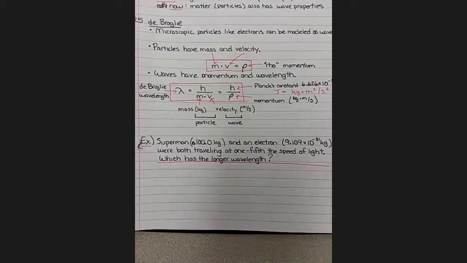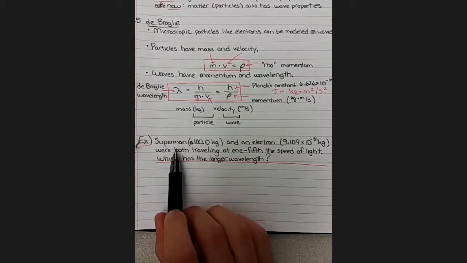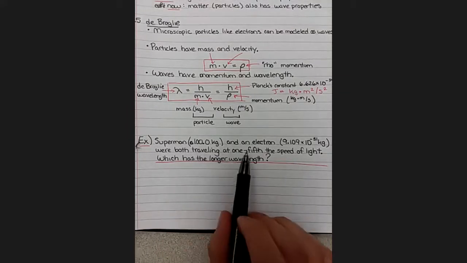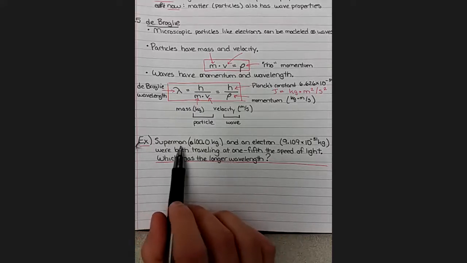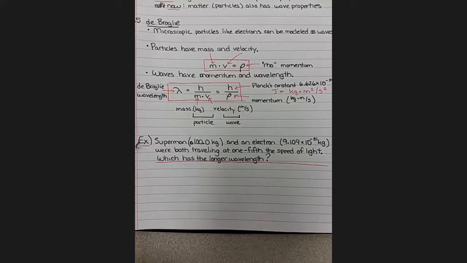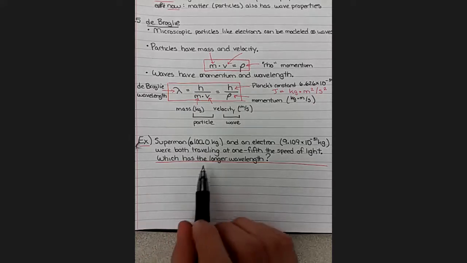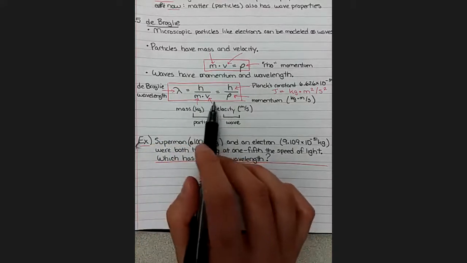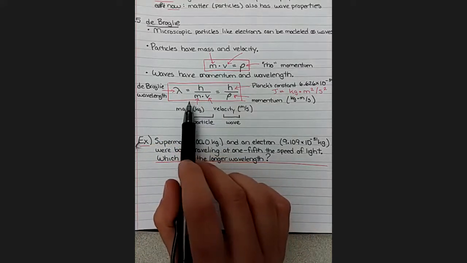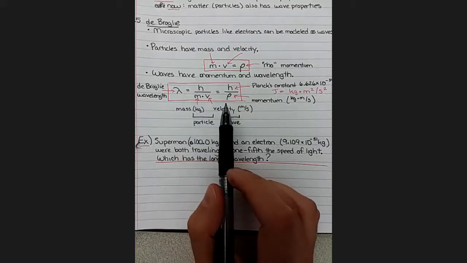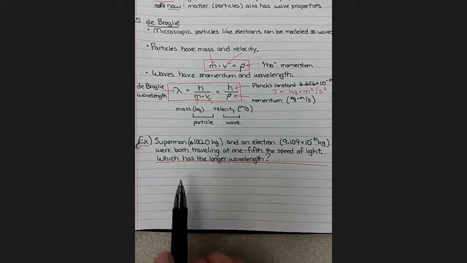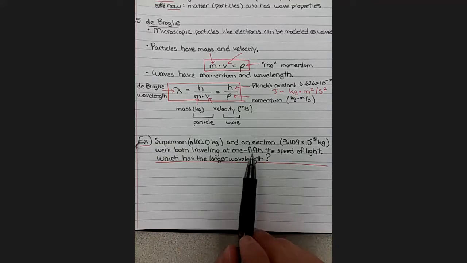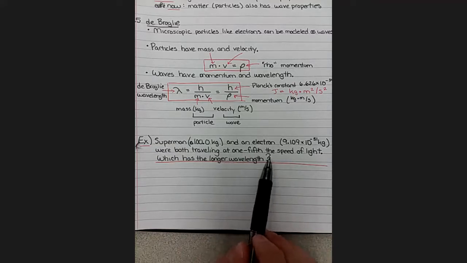So in the example, here are two particles of matter. One of the particles is Superman, who weighs 100 kilograms, and the other particle is an electron, which weighs 9 times 10 to the negative 31st kilograms. And you may be wondering why we chose such a large object to represent a particle, and that is because in order to use this formula, the particles or the particle-like objects need to be moving at almost the speed of light. And the only large object that I know that moves almost the speed of light is Superman. So let's say that both Superman and an electron are able to travel at 1/5 the speed of light.